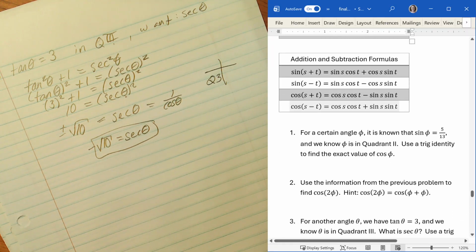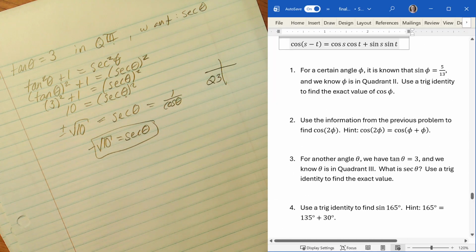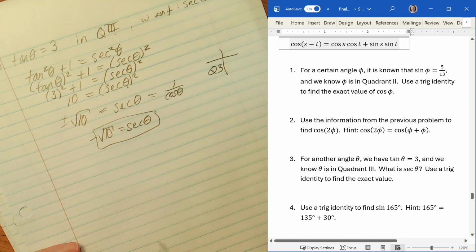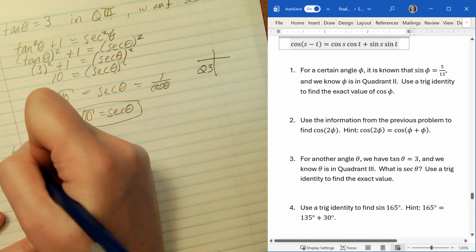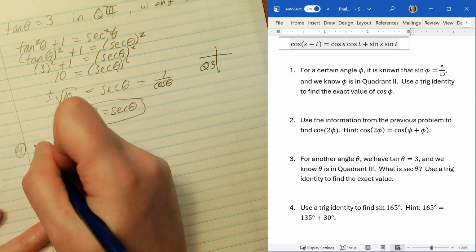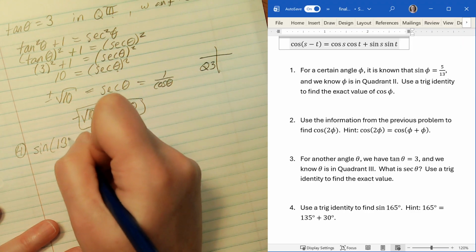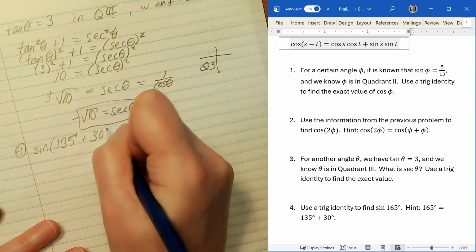Okay, let's do number 4 to finish up. Use a trig identity to find sine of 165 degrees. And the hint here is that 165 is 135 plus 30. So we really want sine of 135 plus 30.